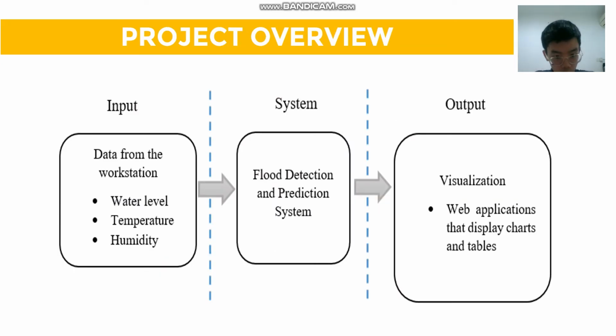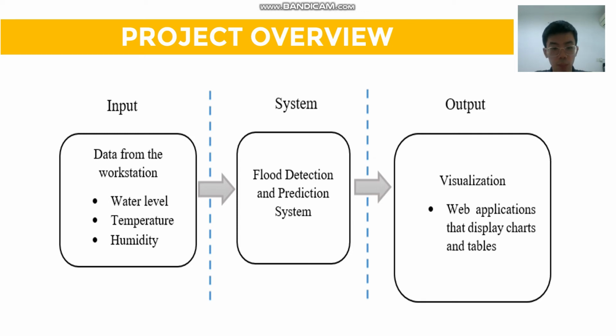For the project overview, the system takes 3 data, which are water level, temperature, and humidity, as the input of the system. However, the water level has the highest priority as it is the essential element in flash flood detection and prediction system. The flood detection system categorizes the water level into 4 stages, which are normal, alert, warning, and danger, while the flood prediction system forecasts the values of water level for a series of timestamps.